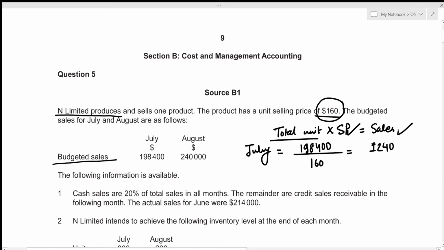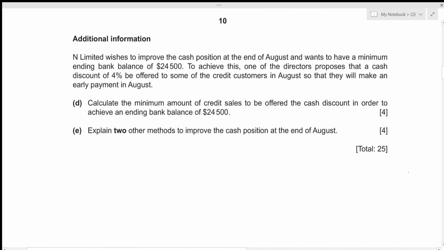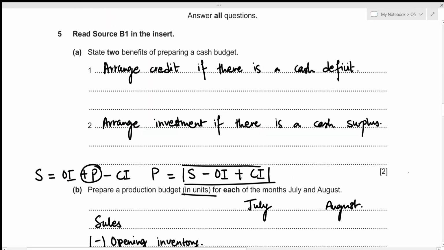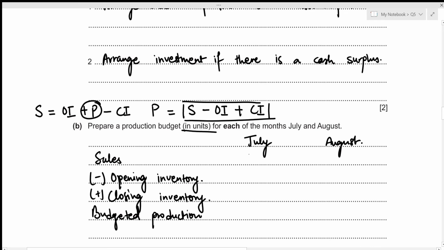Now we will repeat the same process for the month of August. For August, the total sales is that of 240,000, and we will divide it by our unit selling price of 160. Now this gives the total number of units sold in the month of August to be 1500. Let's record these two units in our production budget. So for the month of July, that was 1240, and for the month of August, it was 1500.